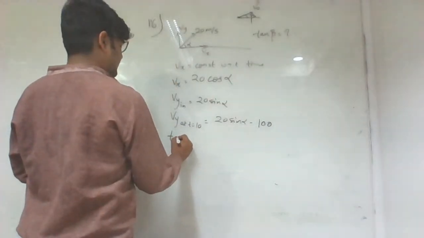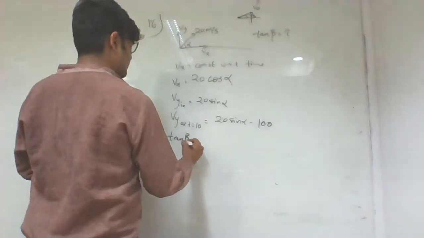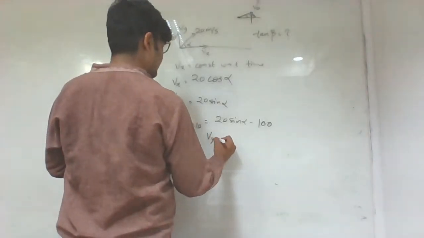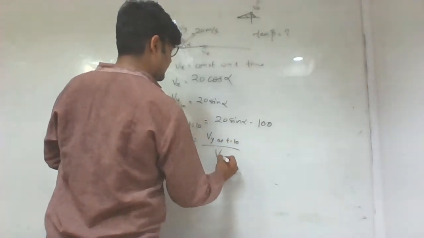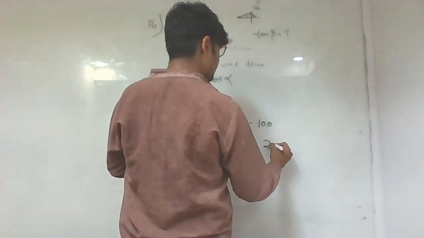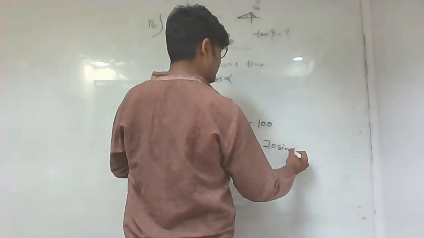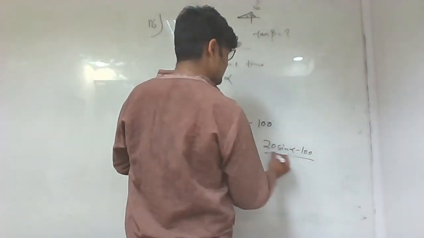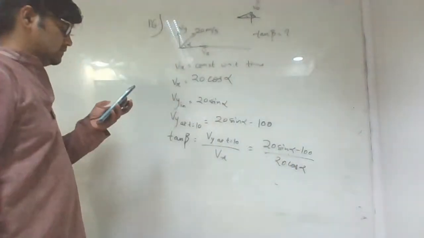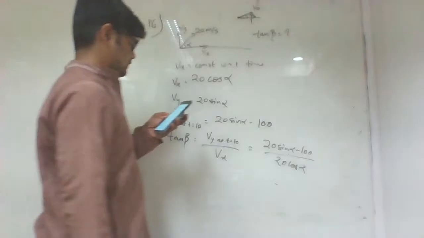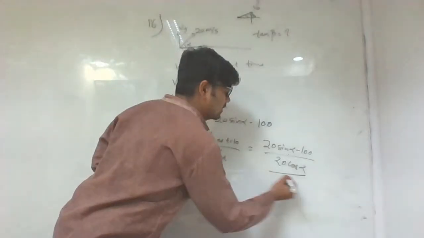Now tan beta is equal to Vy at 10 upon Vx, which is 20 sine alpha minus 100 upon 20 cos alpha. Option number 2.